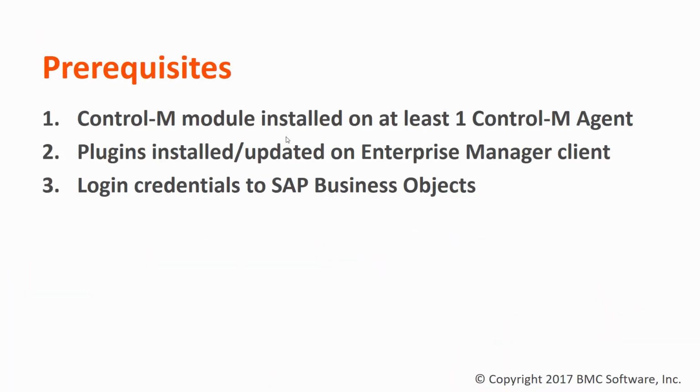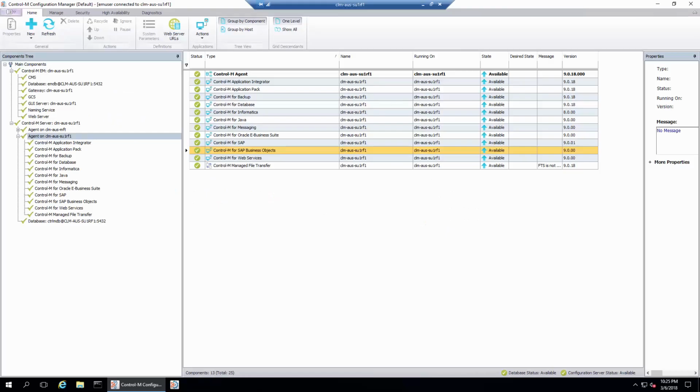Before we begin, make sure the control module for SAP Business Objects is installed on at least one control agent. You also want to make sure the correct version of the plugin is installed in the Enterprise Manager client. Finally, you'll need a login to the SAP Business Objects environment.